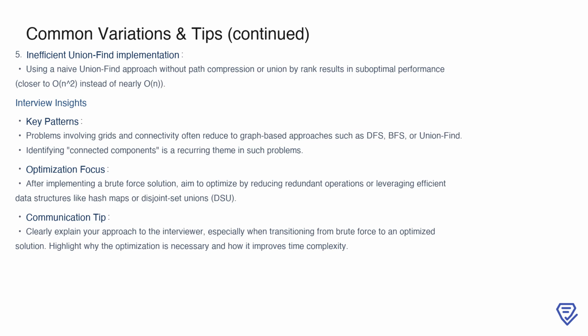Another common mistake is implementing an inefficient union find. Without path compression or union by rank, the performance could degrade to O(n), which is far from optimal.